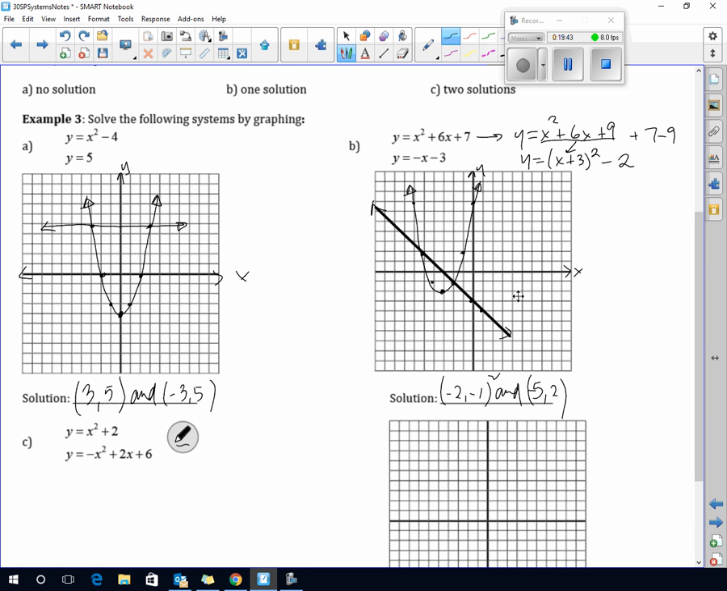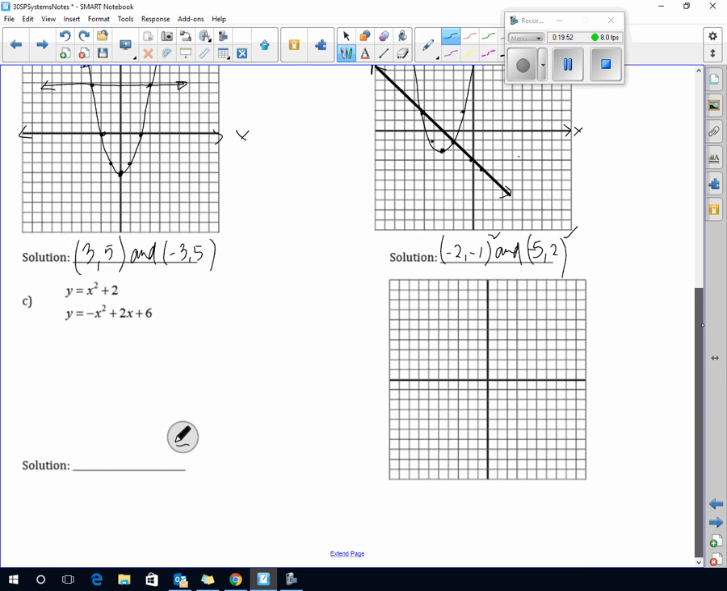Okay, last one. I want you to try on your own. Okay. So x squared plus 2, 1, 2, 3, 4. Okay, so there's my first one. Now the second one, you have to complete the square, right? So y equals negative bracket x squared minus 2x plus 6.